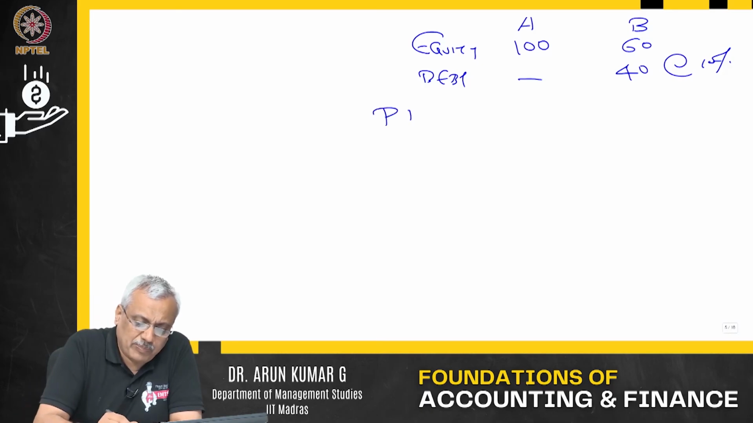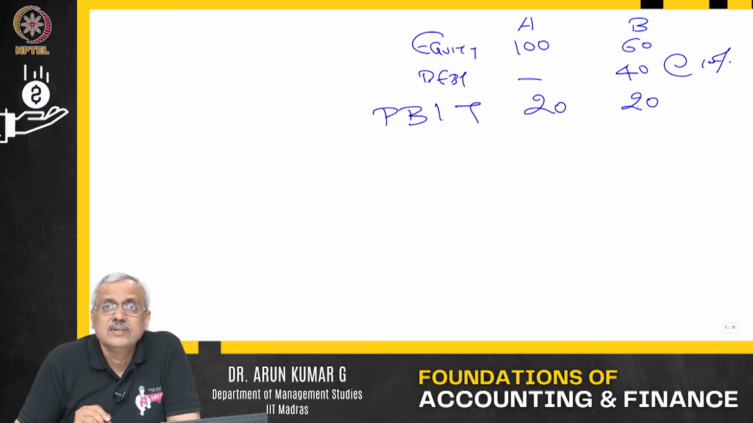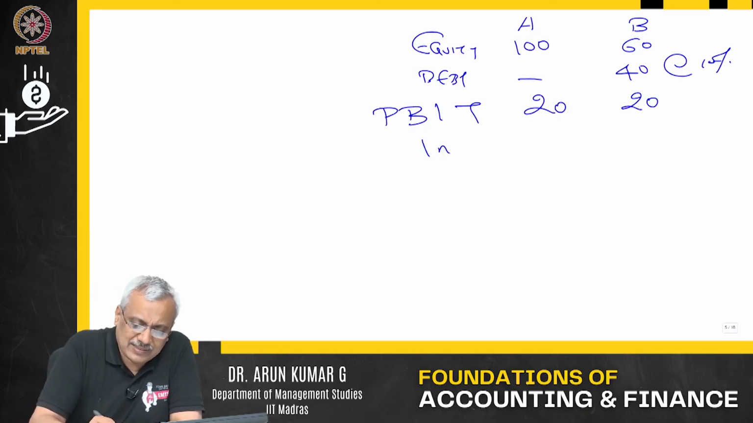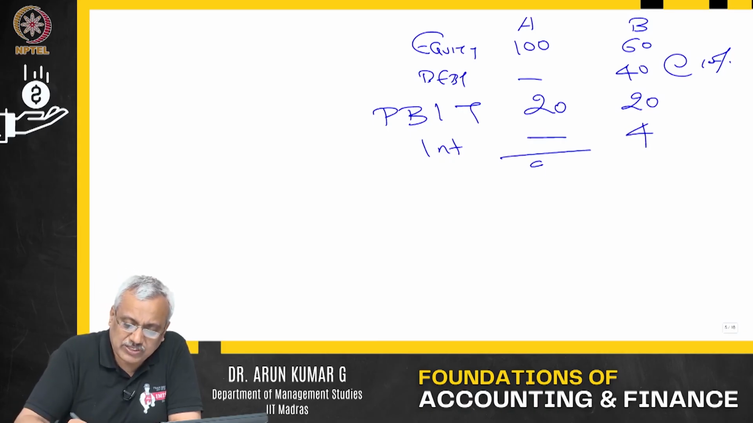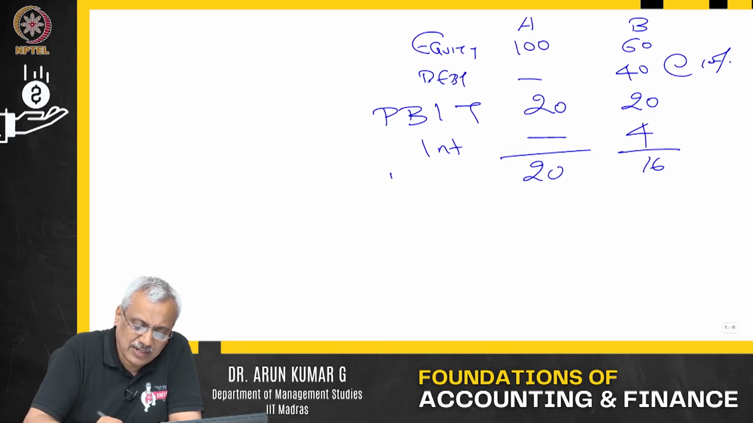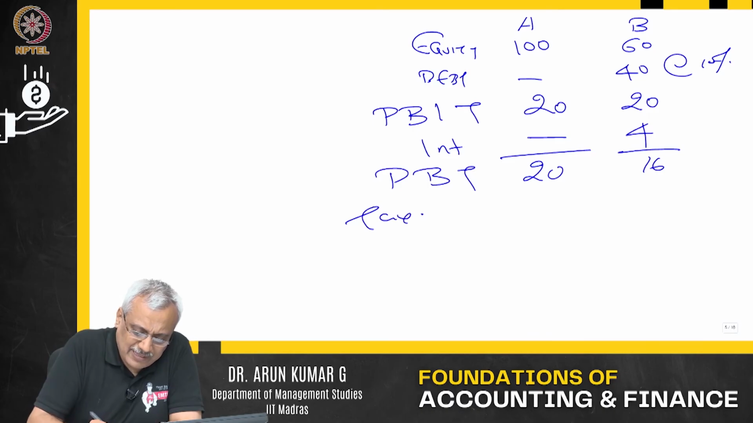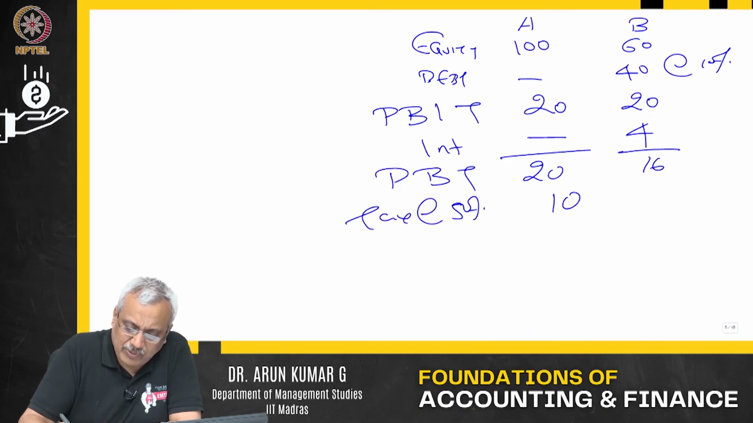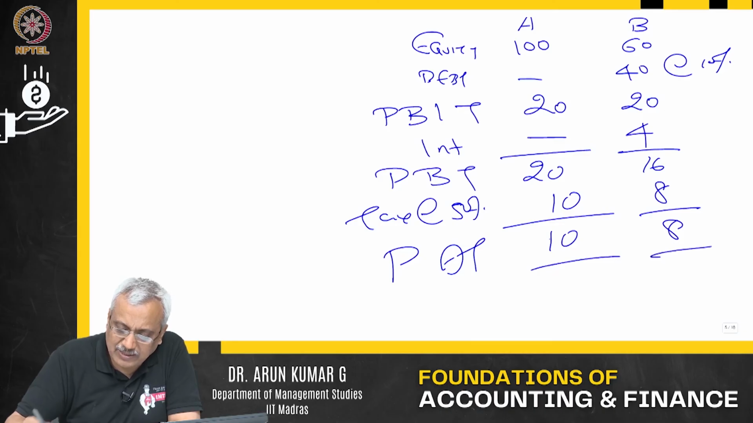Now, let us not take depreciation, my profit before interest and tax is $20 for both. My interest component in this case is 0, in this case is $4 because 10%. So, what happens? $20 out here, $16 out here, that is PBT, profit before tax. Assume my tax at 50%, so $10 goes, $8 goes out here, and then my profit after tax or net income is $10 and $8 here.